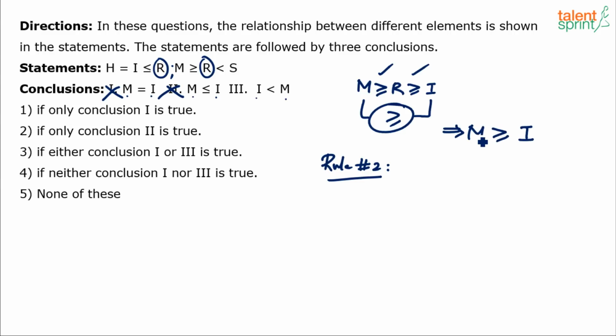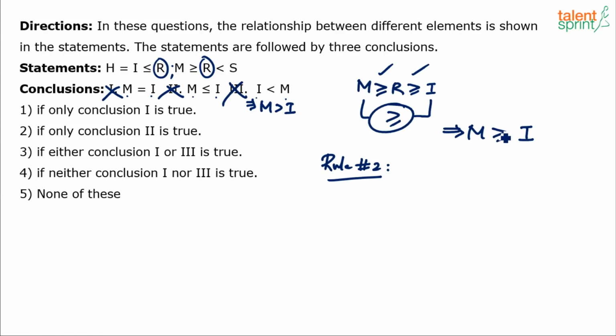It is possible that M is equal to I, but it's not definite. So M equal to I is wrong. M less than or equal to I is anyway wrong because M is greater than or equal to I. Look at the third conclusion. I less than M is nothing but M greater than I. Is M greater than I? No. M is not greater than I. M is greater or equal to I. So the third conclusion also is wrong.